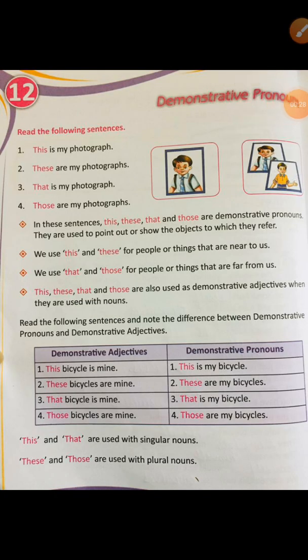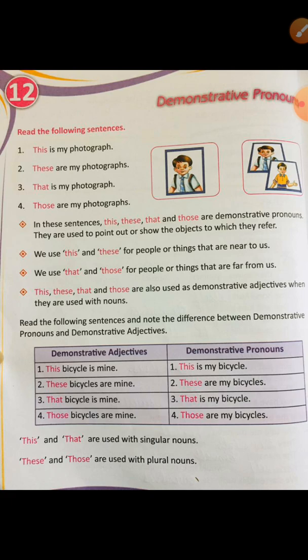This is the chapter demonstrative pronoun, which means when we demonstrate anything, whether it is singular or plural, whether it is near or far, we put this, that, these and those. This and that we put for singulars, and these and those we put for plurals. For example, this is my photograph. Next, these are my photographs. Next one, that is my photograph, and the last one, those are my photographs.